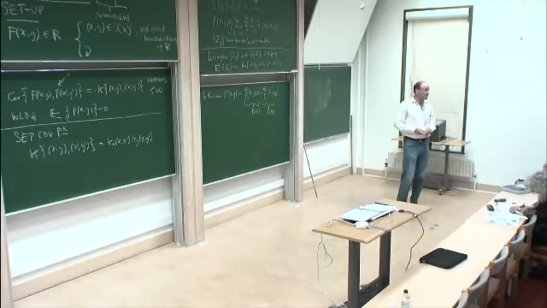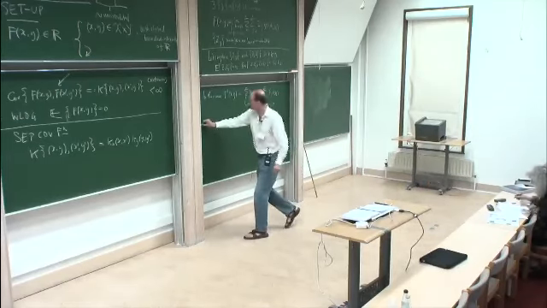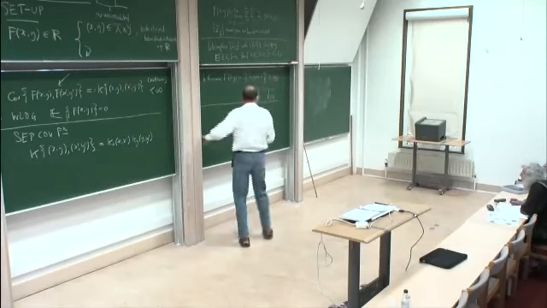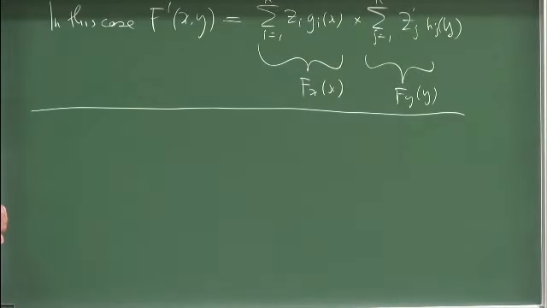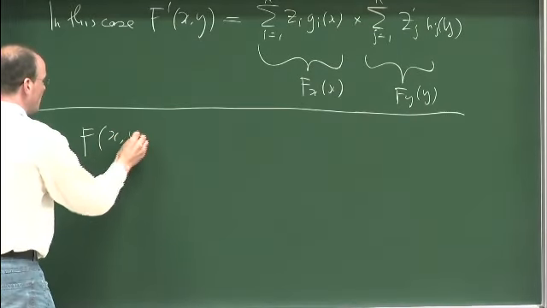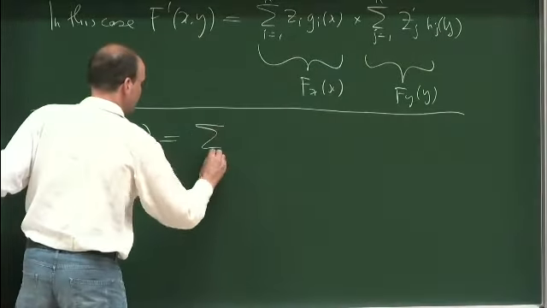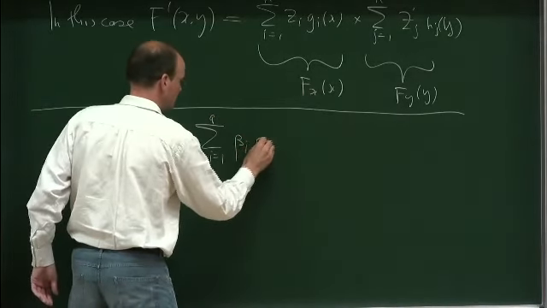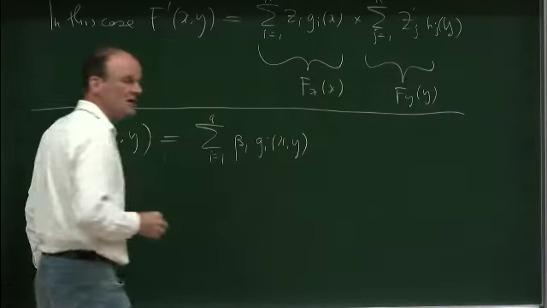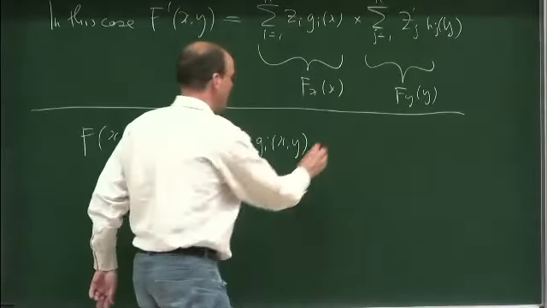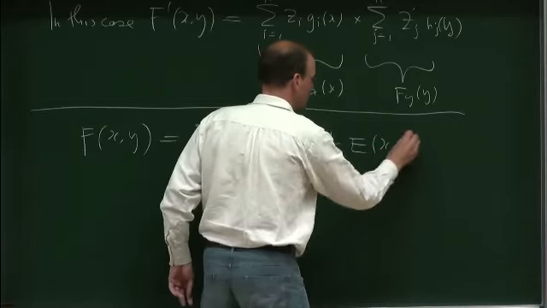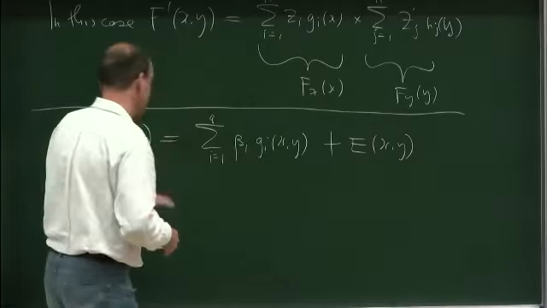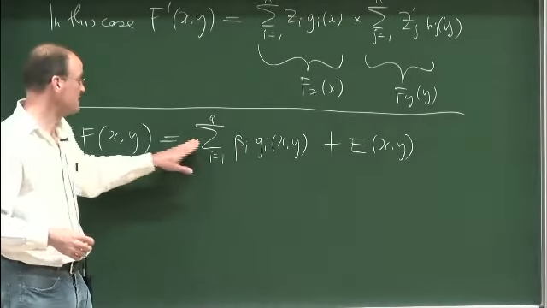Now, let's talk about emulation. When we do emulation, we typically write down a prior for our process, our simulator, our complex code, and it usually has the form of f of x and y, and then we have a collection of regression terms with uncertain coefficients, and then we have a residual term, where this residual term is always treated as having a separable covariance function.